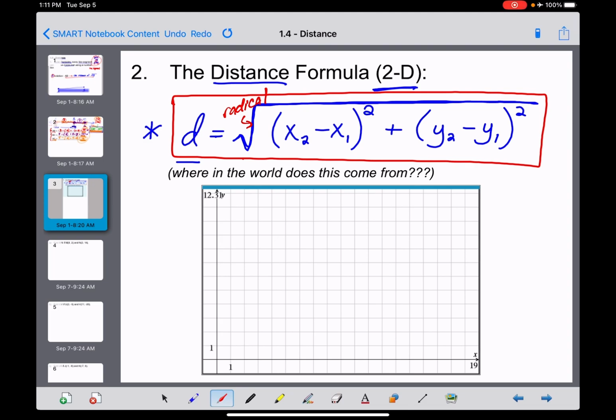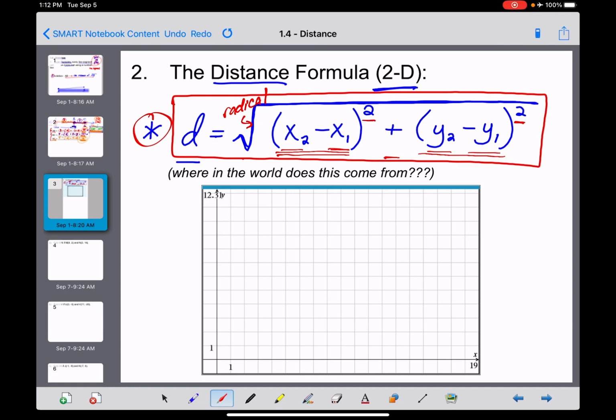So distance is the square root of, and in a set of parentheses right here, we're going to take x sub 2, or usually we just say x2, minus x1, close the parentheses, meaning we do what's inside first, the subtraction, then we square that result. And then we are going to add to that. Now we do the same thing for the y coordinates that we just did for the x coordinates. y sub 2 minus y sub 1, close that parenthesis, and then square that result. Okay, guys, that right there is the distance formula.